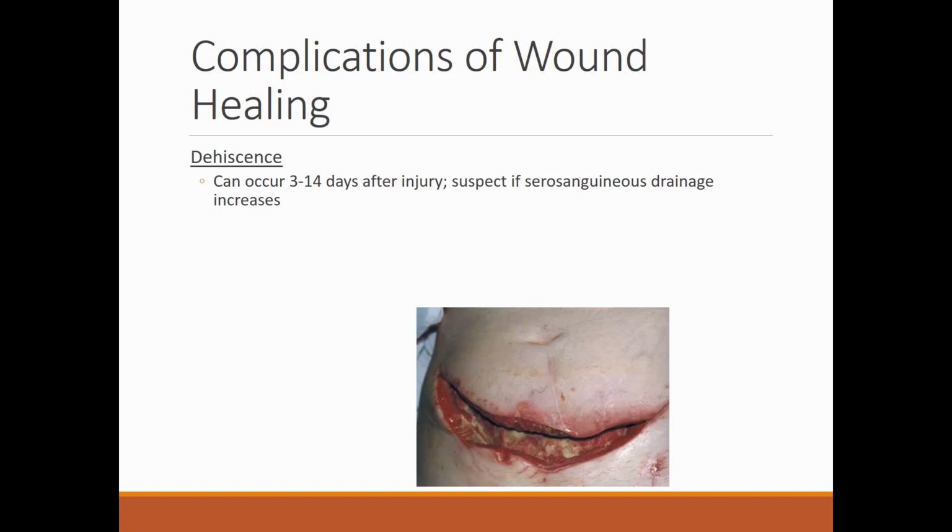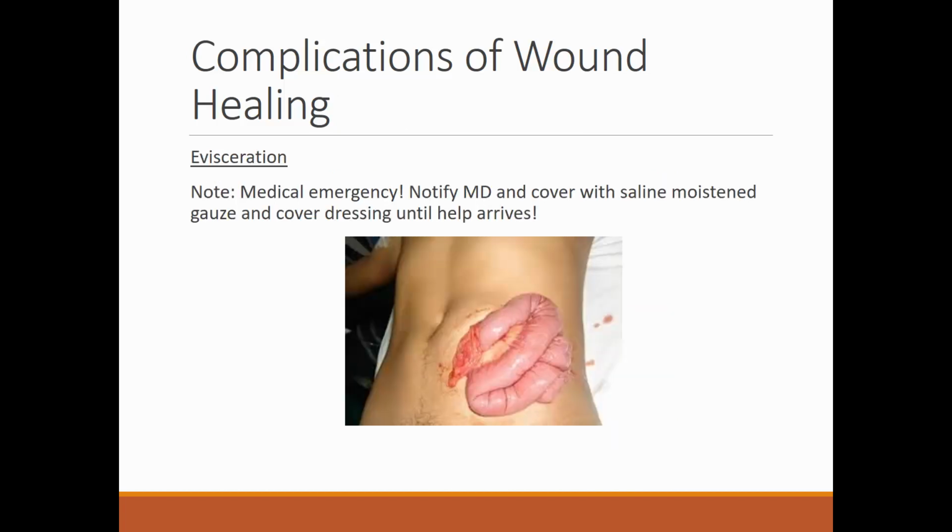Dehiscence is more common in abdominal surgical wounds and can be minimized by giving pillows or folded blankets to use for support when coughing or getting up. So this is not a medical emergency, but you do need to notify the provider and protect the open areas with saline moistened gauze until a wound treatment plan is developed.